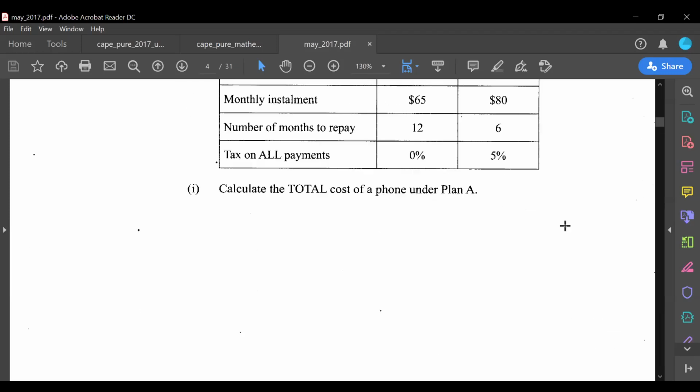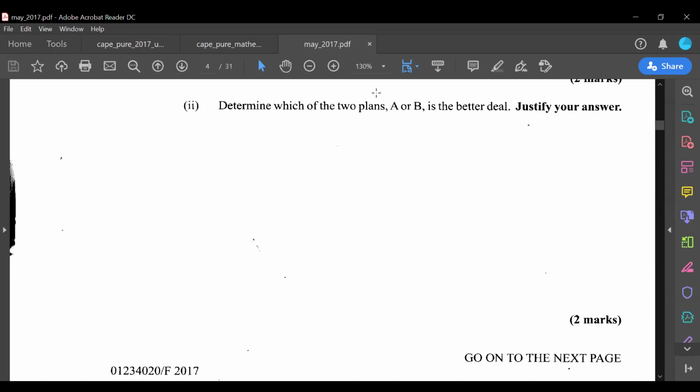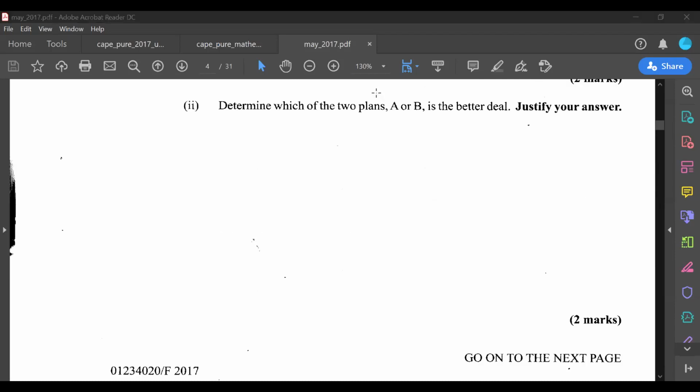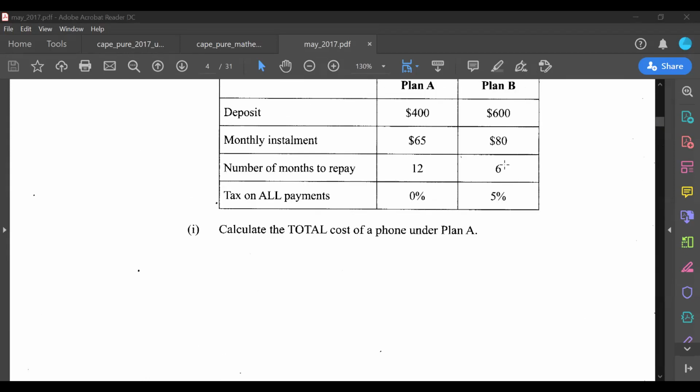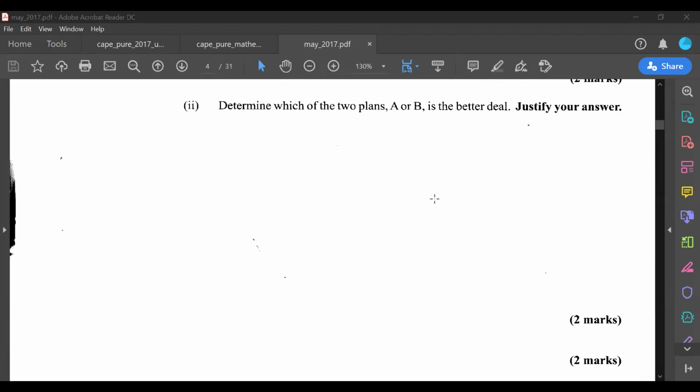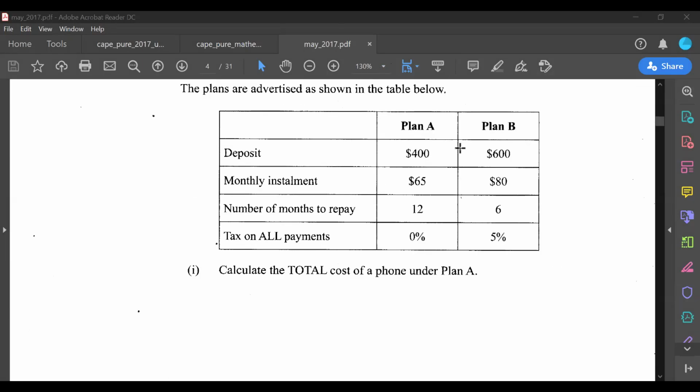Right? Let me work it out for you just now. Okay. So in this case, you have the tax that you should add on to it, right? So that would be 600 plus 80 times 6 plus the 5%. Oh, the 5% is like you have to get 5% on each monthly payment, or? No, 5% on everything. So 5% of 100.